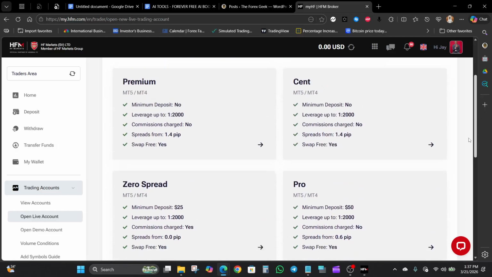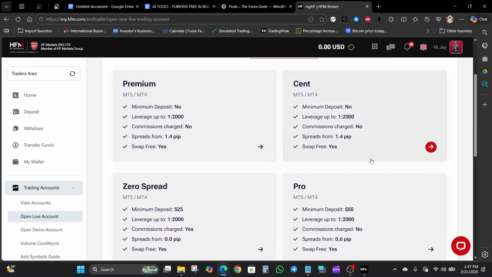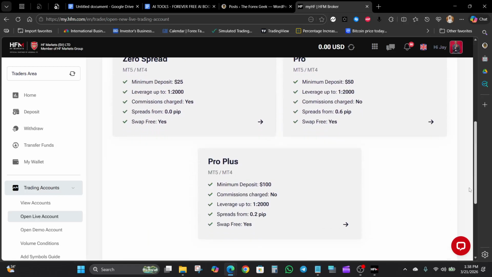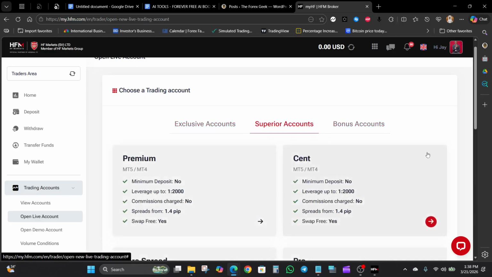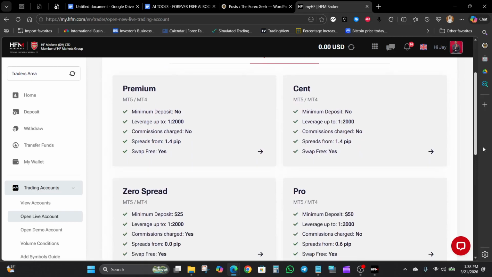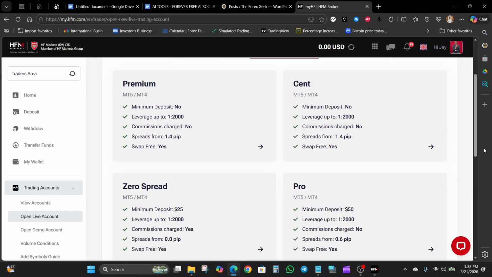For example, this broker is HFM. You can see there are different account types. We have the Cent, the Premium, the Zero Spread, the Pro, even the Pro Plus. So different account types, basically. But we're just trying to cover common account types with some kind of features.